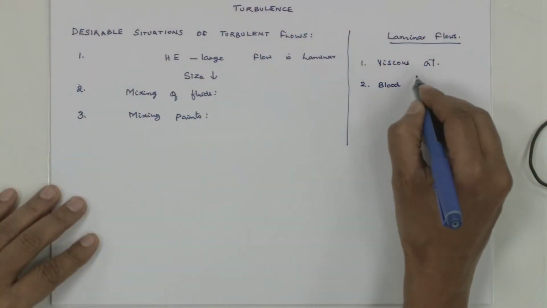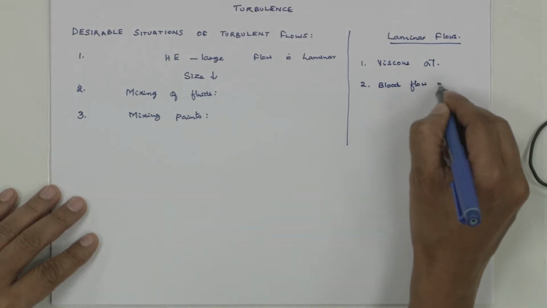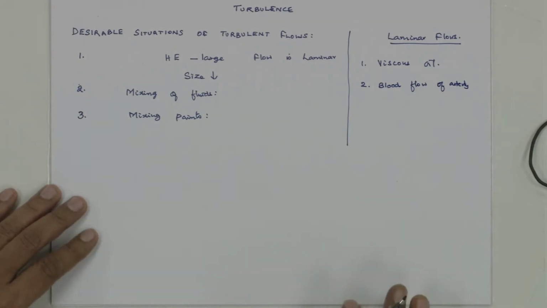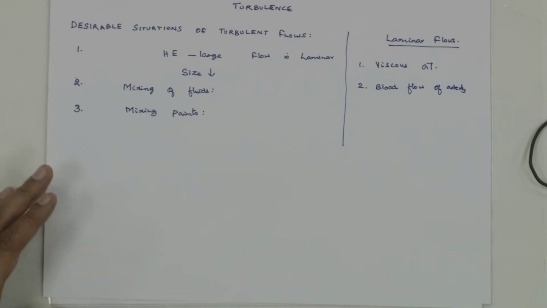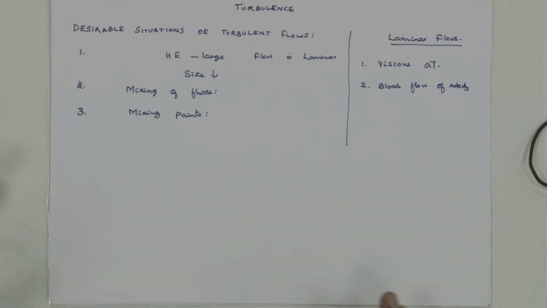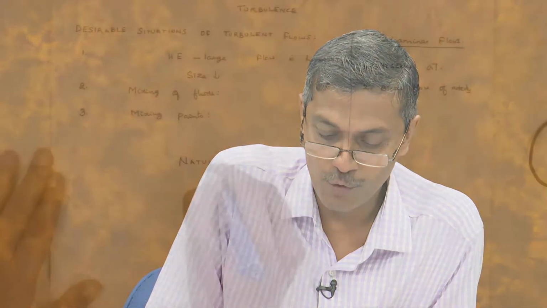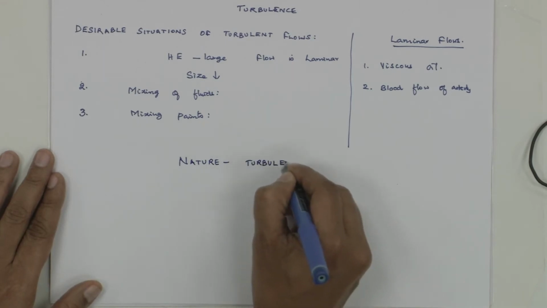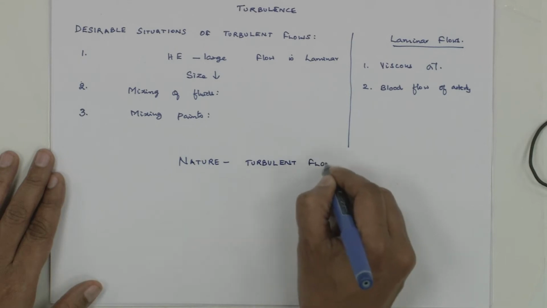Or blood flow in our arteries. In most of the arteries and veins, the blood flow Reynolds number is less than 2000. So it is laminar. Why? Because the load on the heart would be less when the flow is laminar. So there are very many situations where you would like to have turbulent flow and where you would like to have laminar. But inherently, most of the time, nature poses turbulent flow. Okay.